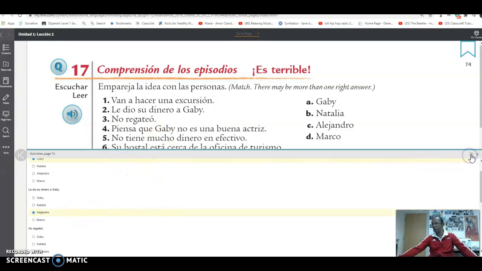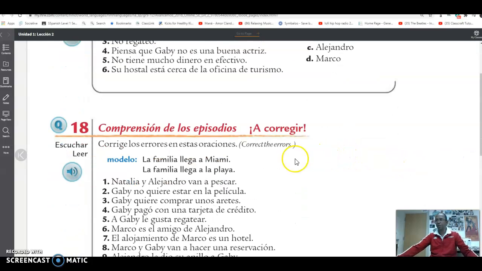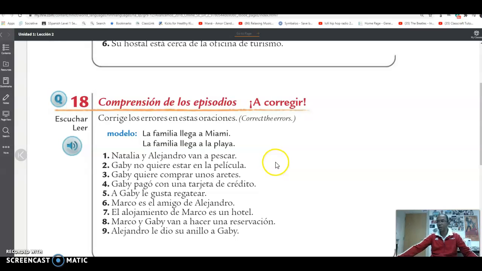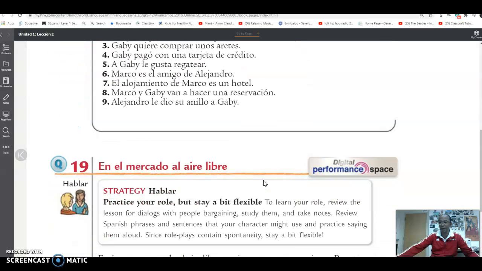You match it up and then you make sure that you click submit. Comprensión de los episodios. A corregir. So here what you're going to do is just correct the errors. Okay, you guys are familiar with this. La familia llega a Miami. No, la familia llega a la playa. Right? Natalia y Alejandro van a pescar. No, Alejandro y Natalia van de compras. They go shopping. Right? O van a hacer una película. So you guys have to correct the mistakes here.